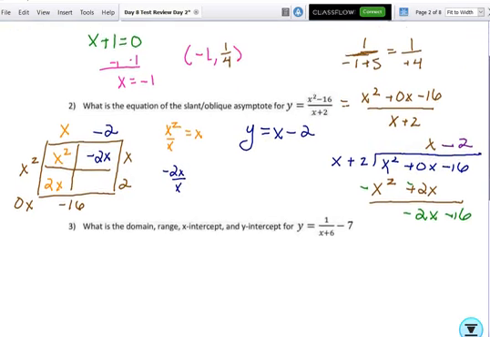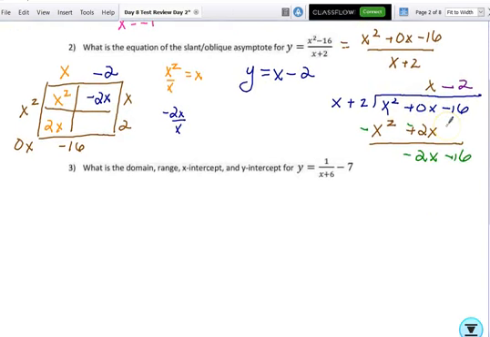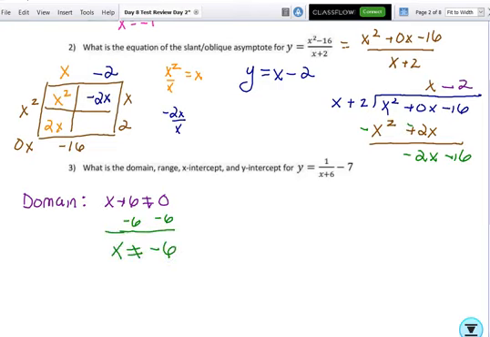All right, number 3. Domain, range, x-intercept, and y-intercept. All right, let's start with domain. That is when the denominator cannot equal 0. Solve. So x cannot equal negative 6.